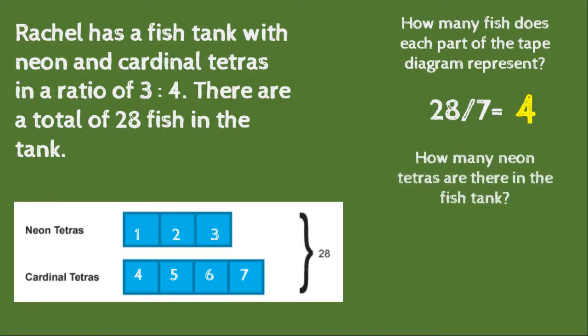Our next question is, how many neon tetras are there in the fish tank? So we look at neon tetras and we have 3 boxes, and we know that every box equals 4 fish. So 3 times 4 equals 12.